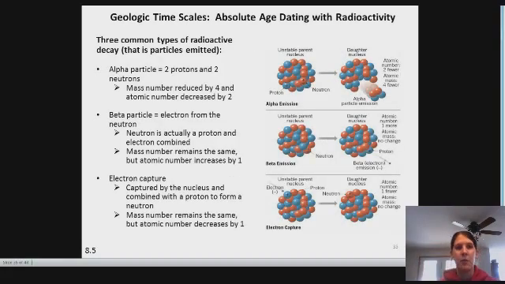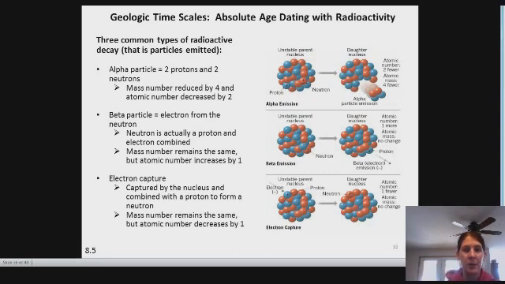There are 3 common types of radioactive decay. We have the alpha particle, where 2 protons and 2 neutrons are removed from the nucleus, and the mass is reduced by 4, and the atomic number is decreased by 2. You have your beta particle, which is where you release an electron from the neutron. A neutron is actually a proton and electron combined, so if you remove an electron from a neutron, you then get a proton. So your mass remains the same, but your atomic number increases by 1, because you've taken something that was neutral and made it positive.